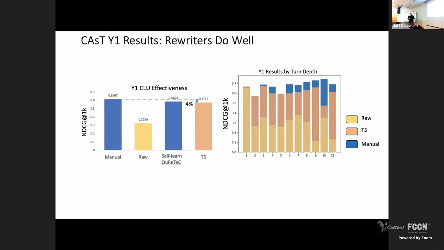What about the difference between T5 and manual? Anybody? Yes.